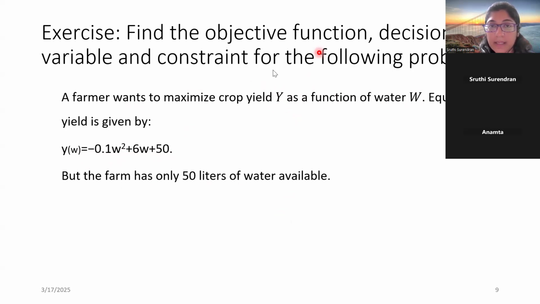You can type it in the chat box. Okay, tell me what is the objective function over here from this problem. After reading the problem, what do you think is the objective function over here? No, I mean when you say y, what is it? What do you want to do with y?